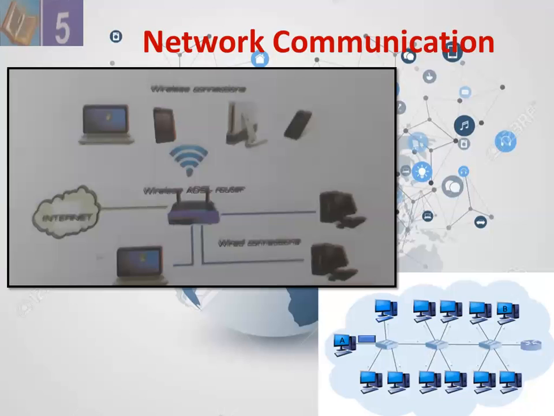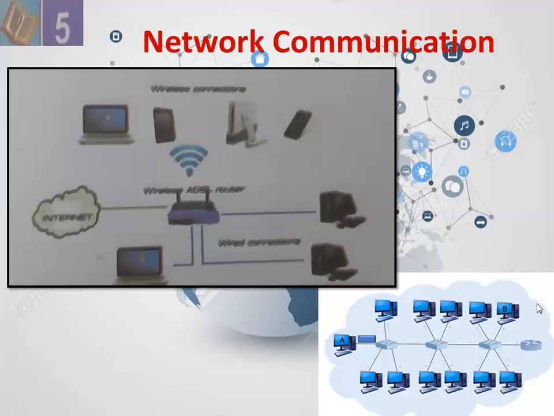So basically, a computer network is a group of computers linked to each other that enables a computer to communicate with other computers and share their resources, data, and applications. The computer network allows computers to share and communicate with each other. They can share their data and information.